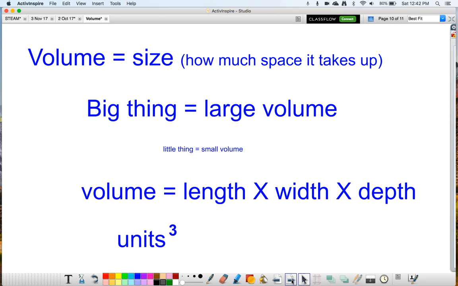So let's recap. Volume is size. It's how much space something takes up. Big thing, large volume. Small thing, small volume. The volume is the length times the width times the depth. And the units are always going to be cubed units. That's all. So far, so good.